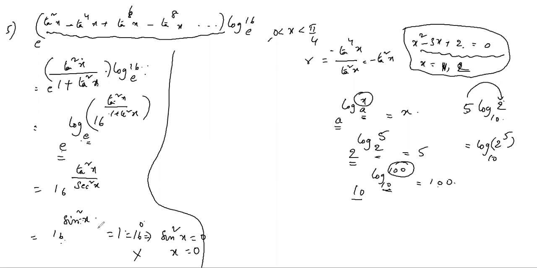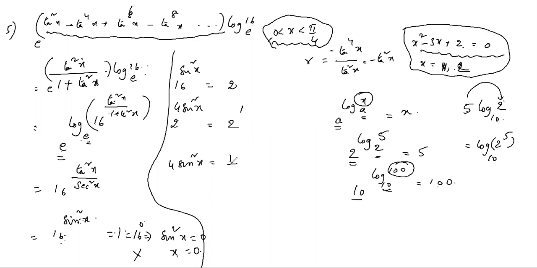So if this value is 1, what we are getting is x value 0. But x value 0 is not in the given range, 0 to 5 by 4. So this is not the value. So we have to take the second value, 16 power sin square x equals 2. We can write 16 power sin square x as 2 power 4 sin square x, 2 power 4 is nothing but 16. So equals 2 power 1. So 4 sin square x equals 1, sin square x equals 1 by 4, sin x equals 1 by 2. Sin x equal to 1 by 2 means what is the x value?